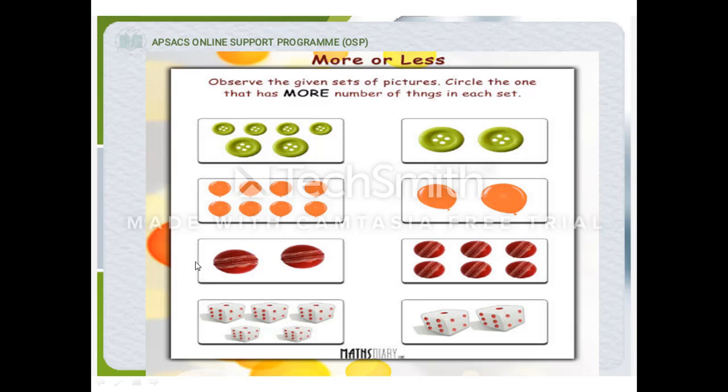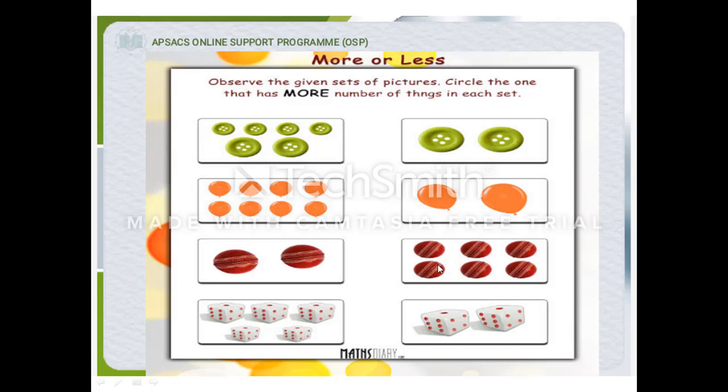Okay. So, there are two groups of buttons. In which group do they have more buttons? Yes, this group has more buttons. The second example, there are two groups of balloons. In which group do they have more balloons? Yes, there are more balloons here. The third example is, there are two groups of balls. In which group do they have more balls? Yes, this group has more balls.